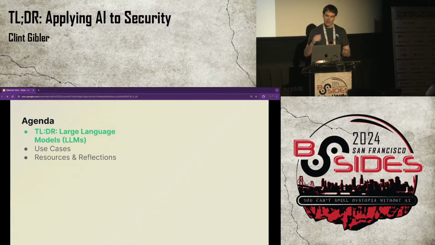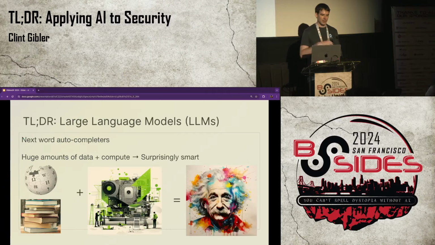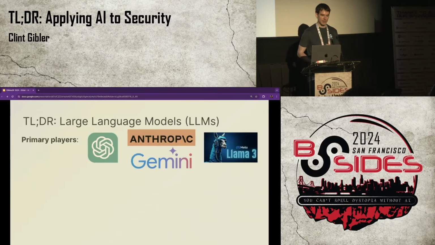Let's talk about large language models. This is going to be painfully oversimplified. I'm just trying to introduce some tools and vocabulary to make sure we're all on the same page. Simplistically, we can think of them as next word autocompleters. You create them by taking a huge amount of text, like everything on the internet, textbooks, things like that, throwing a bunch of compute at them, like GPUs, and then math and magic happens, and then they're suddenly smart.